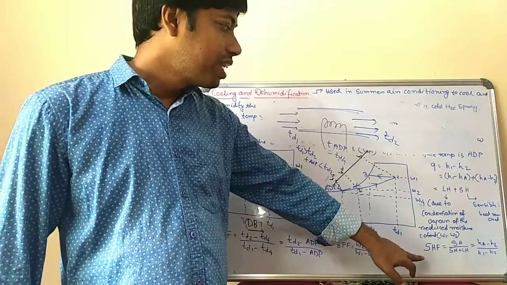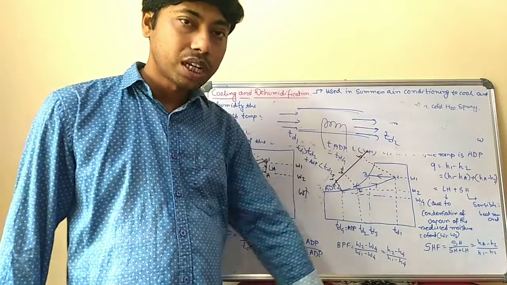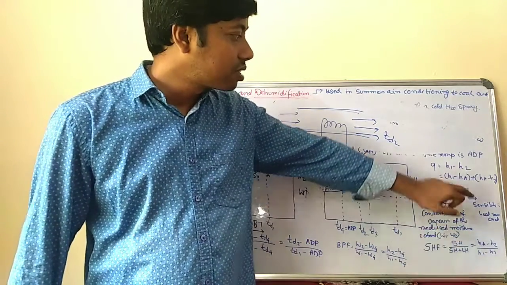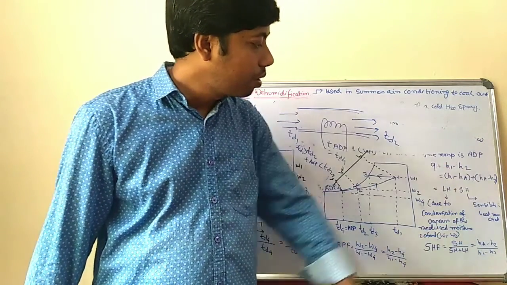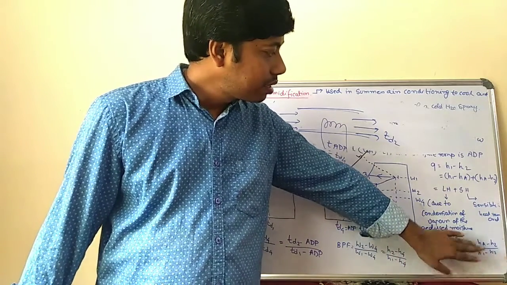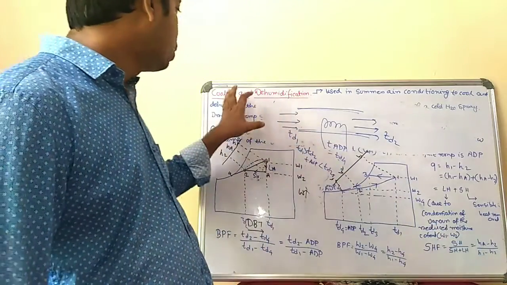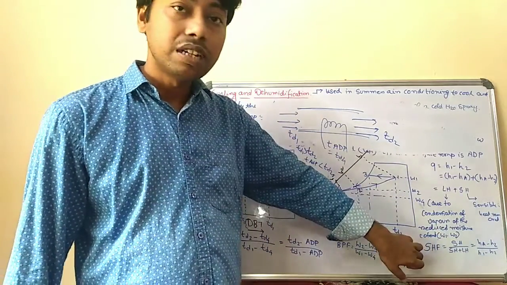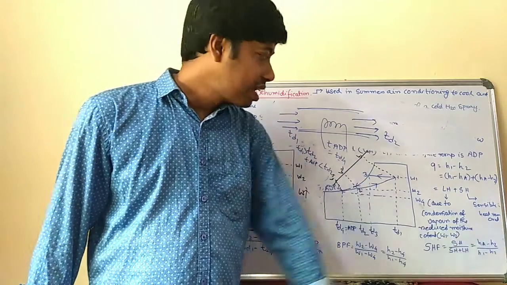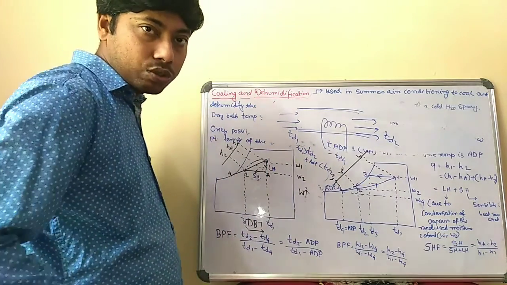Okay, now you know the sensible heat factor. Sensible heat factor is the SH divided by total heat, that means sensible heat divided by total heat. Sensible heat for this process is basically HA minus H2, divided by total heat, that is sensible heat plus latent heat. If you add this, you get H1 minus H2. So for the cooling and dehumidification process, the sensible heat factor will be HA minus H2 divided by H1 minus H2.